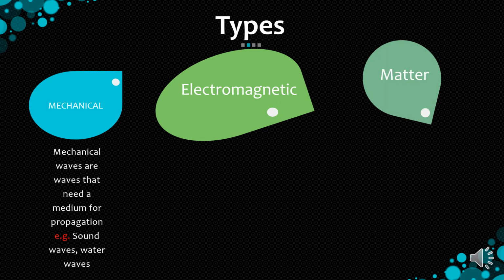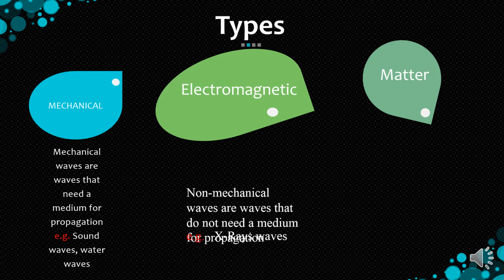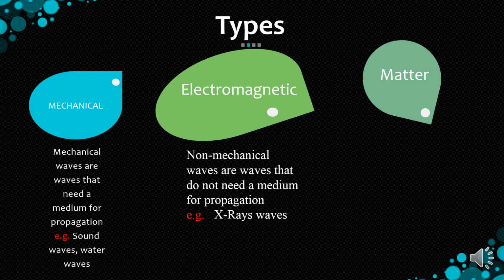So coming to the first one, which is mechanical wave. Mechanical waves are waves that need a medium for propagation, such as sound waves or water waves. On the other hand, electromagnetic waves, which are also called non-mechanical waves, do not need a medium for their propagation, such as X-ray waves.